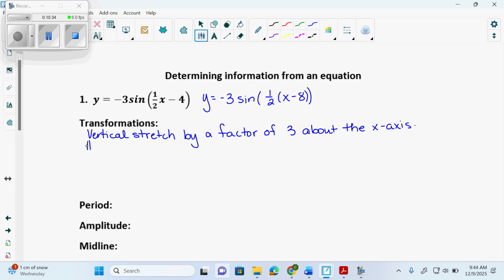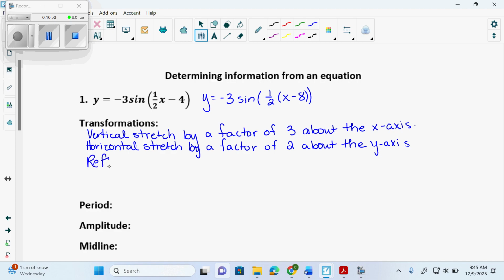Okay, horizontal stretch by a factor of 2 about the y-axis. We have a reflection in the x-axis because it's with the y. And we have a horizontal phase shift because it is trig.